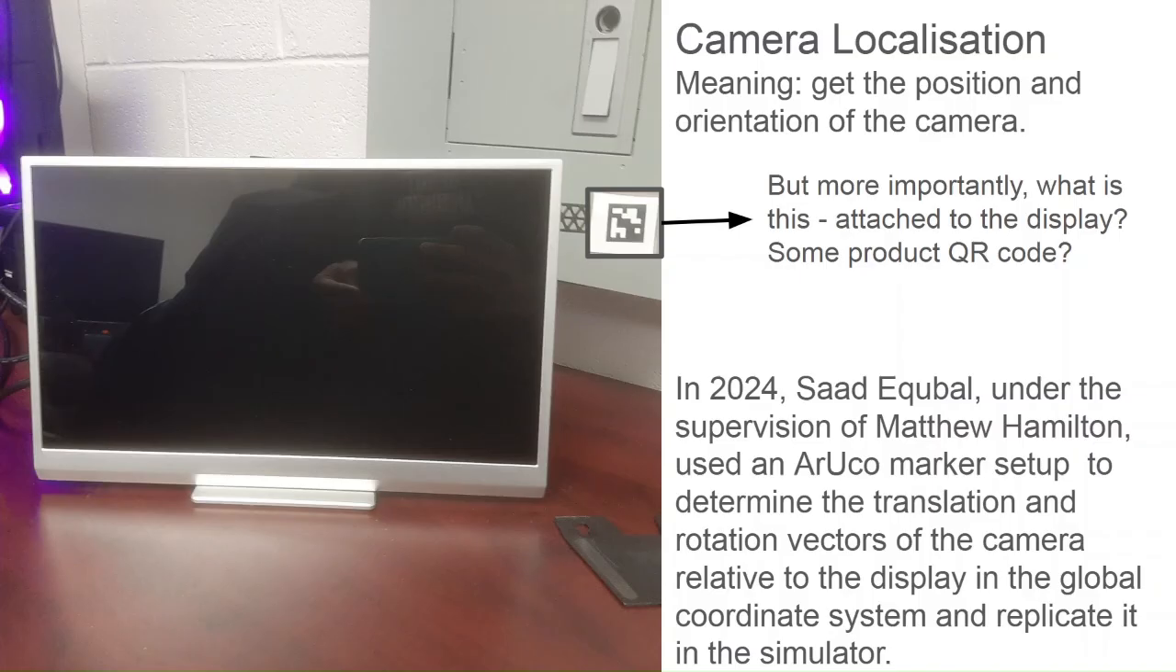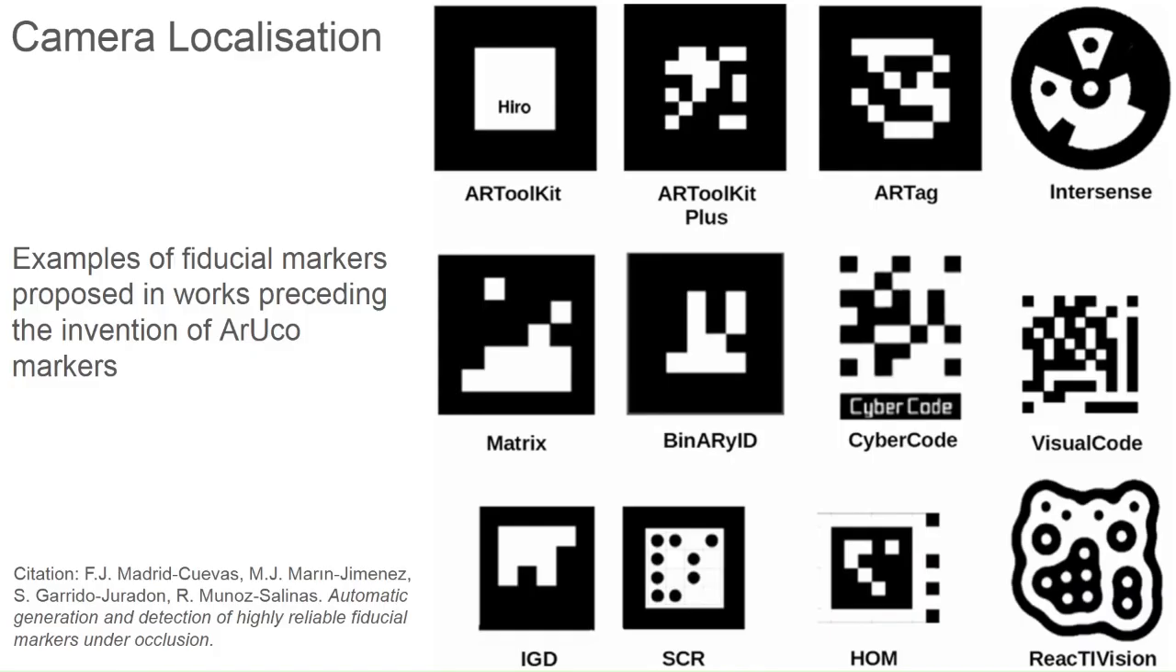So, by the way, pose estimation and camera localization, I may use these words interchangeably during this project. So, sorry in advance if that causes any confusion. As I said, Sadiq Iqbal used a ChArUco marker, and ChArUco marker is just one of the fiducial markers. It is not even the first fiducial marker that ever got invented. There were other fiducial markers before then. You can see this list of fiducial markers.